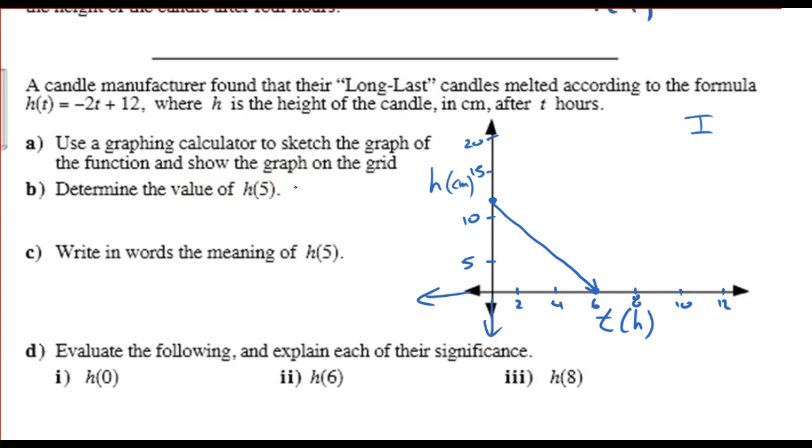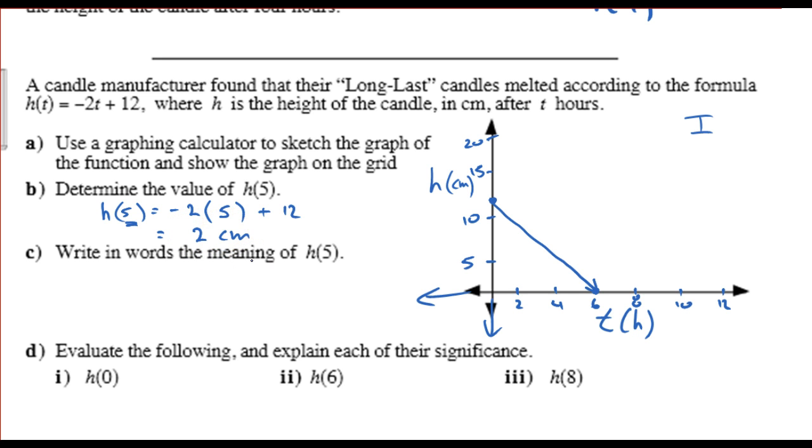So let's go ahead and do that. What is the height of the candle after 5 hours? Where h at 5 equals -2, and then instead of the t, I'm going to put in the 5 because that's what I'm told to do here, plus 12, and that comes out to be 2 centimeters.